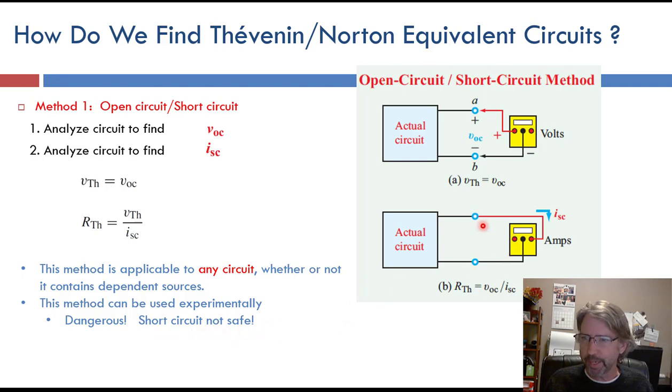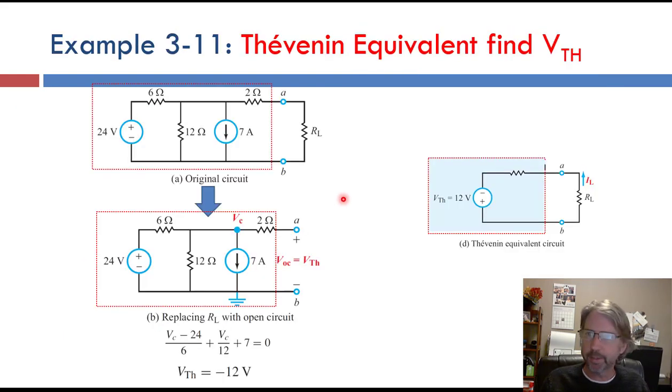The book shows you can actually add a resistor in series with this measurement to safely measure it, and then you add that equivalent resistance on. So there is a way to do this experimentally if you need to. Let's look at this method 1 to find the Thevenin equivalent.